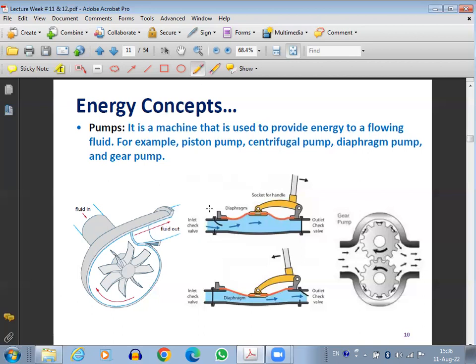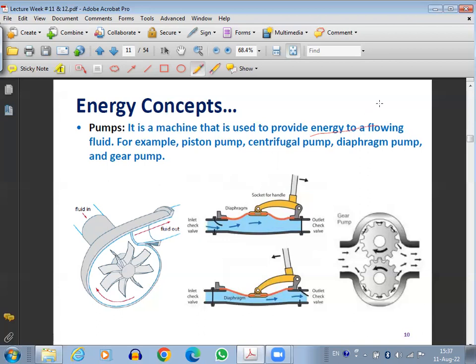A turbine uses the power of the flowing fluid and converts it into mechanical power. Pumps use the mechanical power and convert it into the power of the flowing fluid. So it is a machine that is used to provide energy to the flowing fluid. A turbine was extracting energy from the flowing fluid, while this pump is actually providing energy to the flowing fluid.